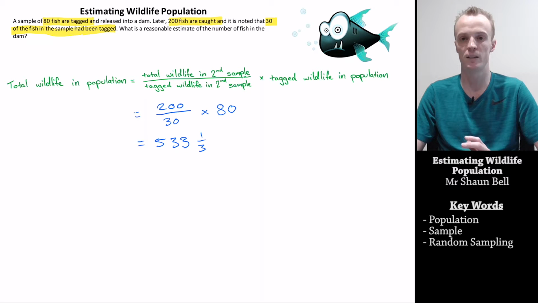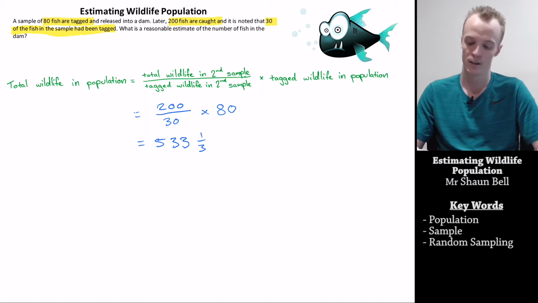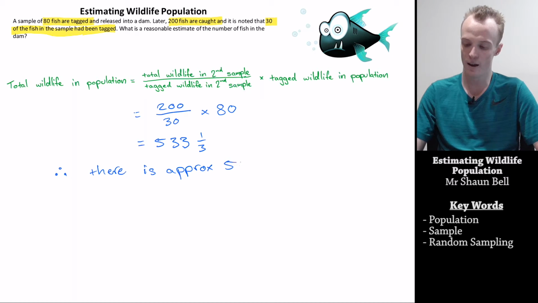However, this is only an estimate, and we've been asked to provide a reasonable estimate. Now, what that means is we need to interpret this. A reasonable estimate would probably be to the nearest 100 in this problem. So, therefore, there is approximately 500 fish in the dam.